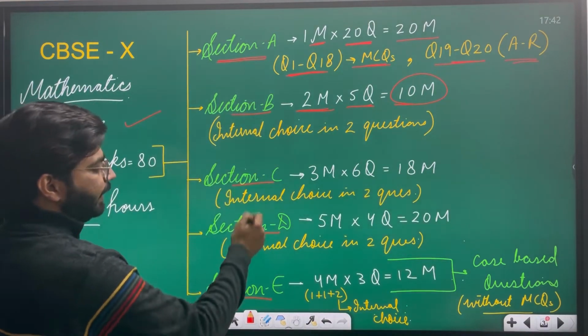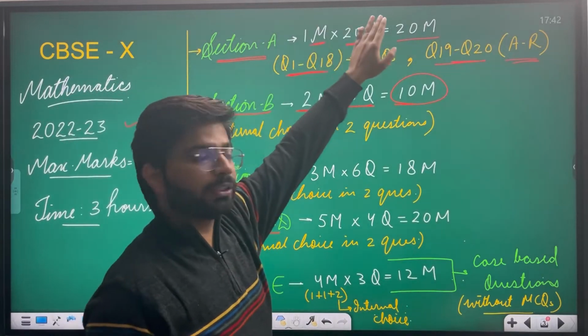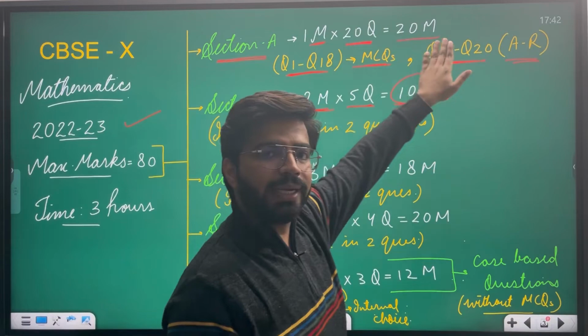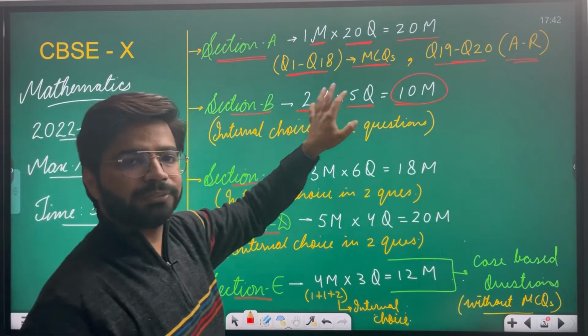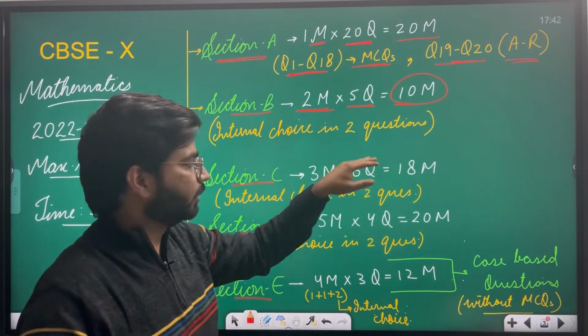Section A, B, C, D and E, there will be 5 sections. Section A: 1 mark, 20 questions, total 20 marks, of which 1 to 18 will be MCQs and 19 and 20 will be assertion reasoning. Then Section B: 2 marks, 5 questions, total 10 marks. There will be internal choice in 2 questions.